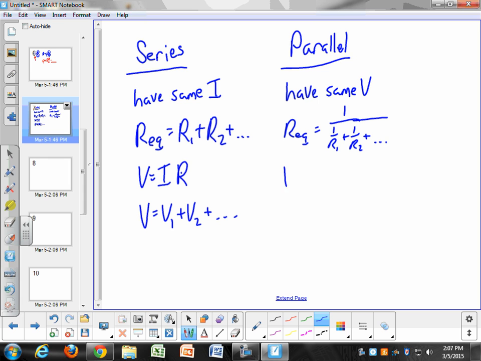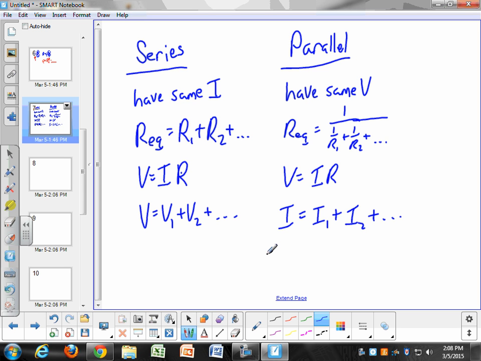The equivalent looks like that. V is equal to IR. And then also, this is the junction rule, which we're going to get in class later, that the total current entering a junction is equal to the sum of the currents going out of a junction. So those are our rules. You need to sort of have an understanding of how these are applied to circuits with resistors.